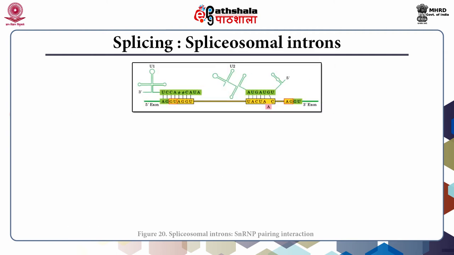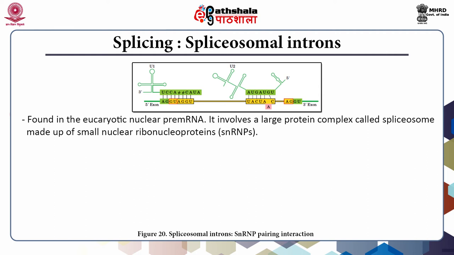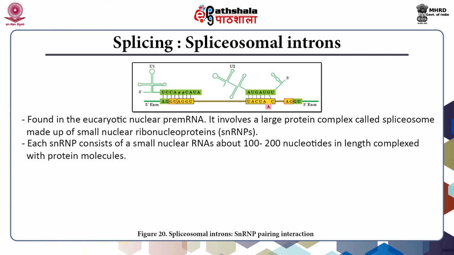Spliceosomal introns. Figure 20. This class of introns is found in eukaryotic nuclear pre-messenger RNA. They are named so because their removal involves a large protein complex called the spliceosome. It is made up of RNA and protein complexes together known as small nuclear ribonucleoproteins. Each snRNP consists of a small nuclear RNA about 100 to 200 nucleotides in length, complexed with protein molecules. Five different snRNAs, U1, U2, U4, U5 and U6, are involved in the splicing reaction.